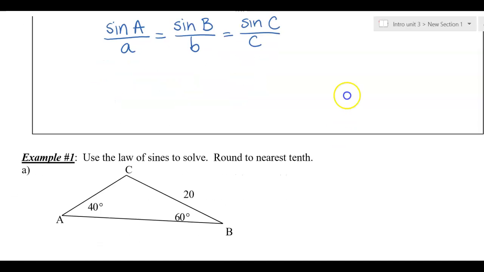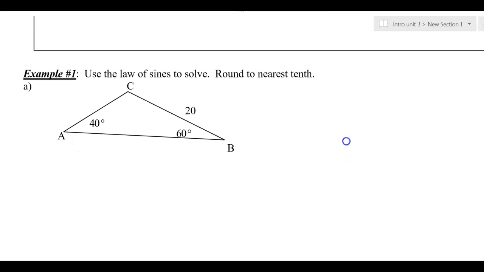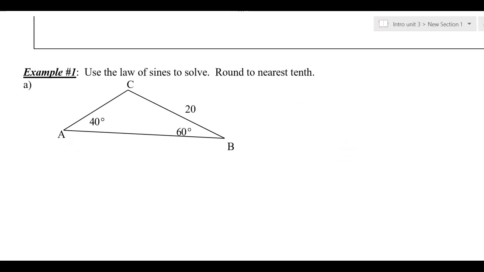Okay, so here's a triangle. It says use law of sines to solve. I'm not going to tell you that. The point is that you're going to get to a place in this class where you're like, I have all these tools: Pythagorean theorem, right triangle trig, law of sines, and then we're going to see the law of cosines, and you're going to determine which one is useful.